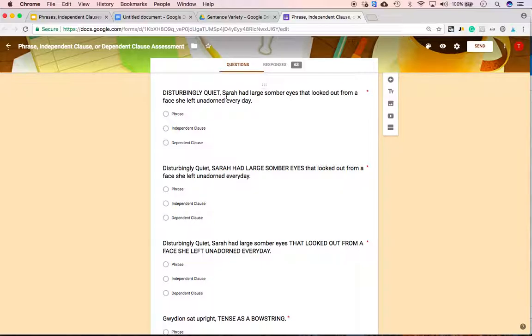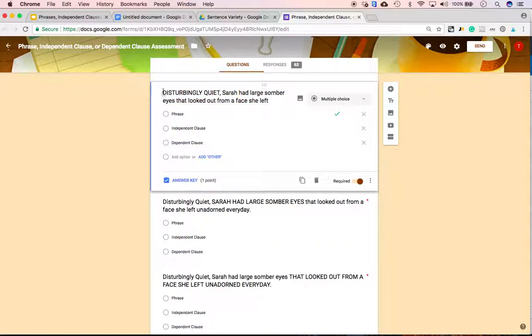So, disturbingly quiet. Does that have a verb in it? Quiet. Do we know who or what is being quiet? Now remember, we're not looking at the rest of the sentence. We're only looking at what's all in caps. So if you get rid of everything else and you just focus on what's all in caps, then no, we don't know who or what is being quiet. So we have no subject.